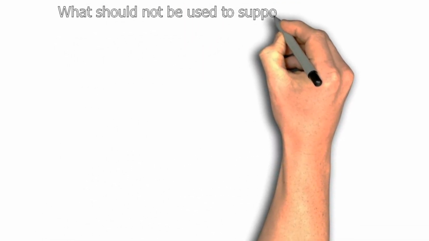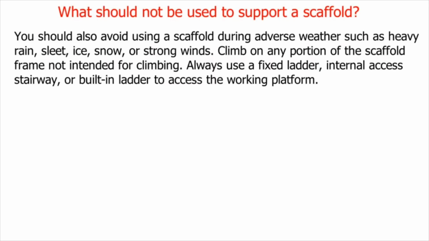What should not be used to support a scaffold? You should also avoid using a scaffold during adverse weather such as heavy rain, sleet, ice, snow, or strong winds. Climb on any portion of the scaffold frame not intended for climbing. Always use a fixed ladder, internal access stairway, or built-in ladder to access the working platform.